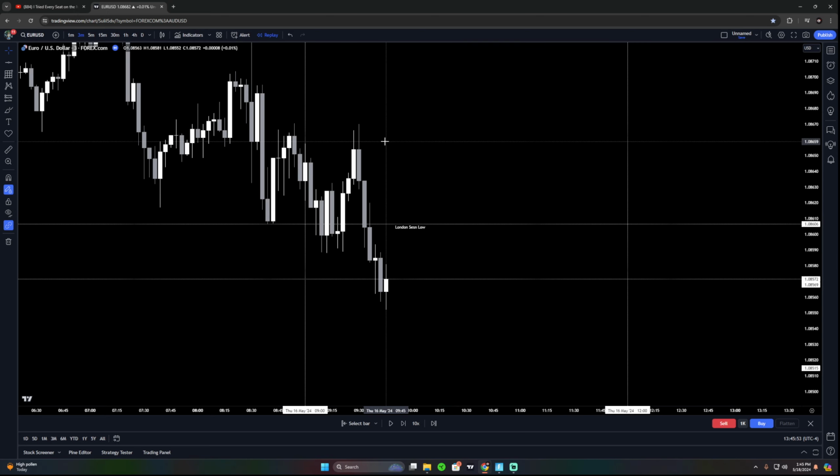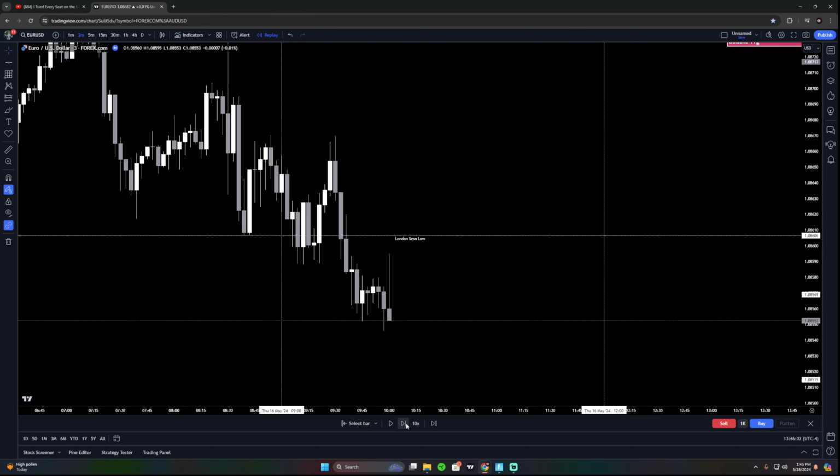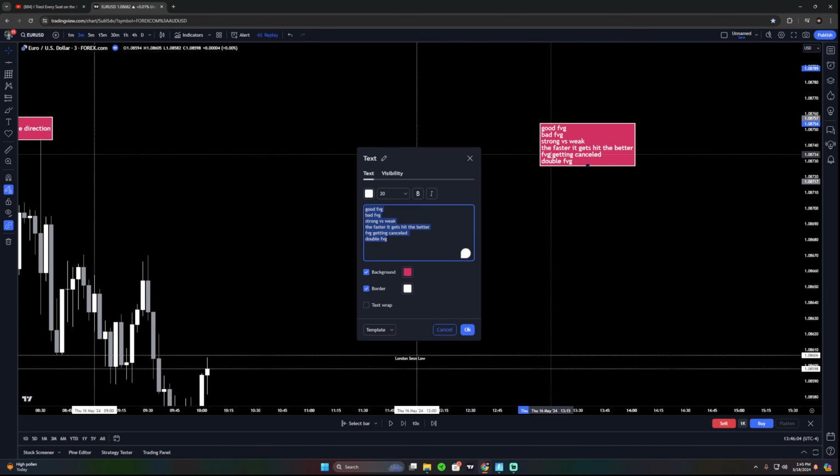So let's look for a fair value gap on the 3-minute and the 5-minute time frames simultaneously pointing upwards. So usually you can stay on the 3-minute, okay? Hold up, let me add this.